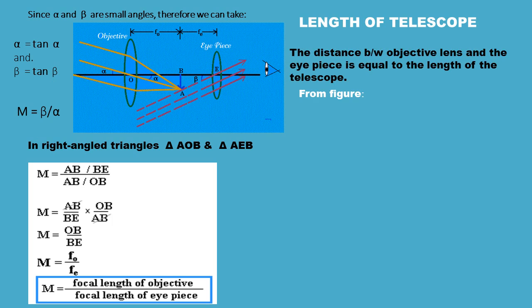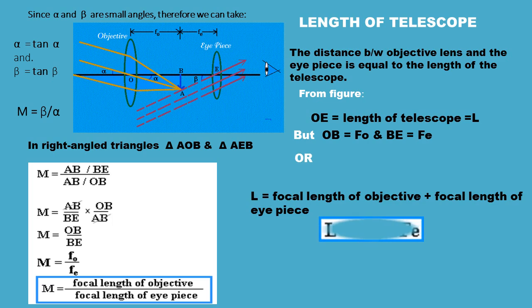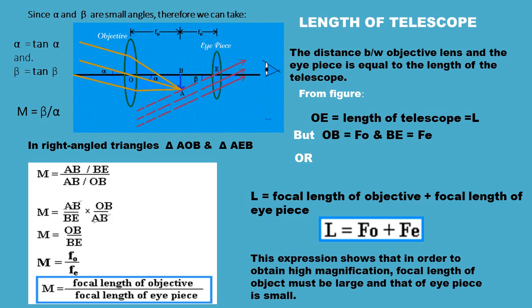Length of telescope. The distance between objective lens and the eyepiece is equal to the length of the telescope. From figure, OE is equal to length of telescope, which is denoted by L, but OB is equal to FO and BE is equal to FE, or length of telescope is equal to FO plus FE. L is equal to focal length of objective plus focal length of eyepiece. This expression shows that in order to obtain high magnification, focal length of objective must be large and that of eyepiece is small.